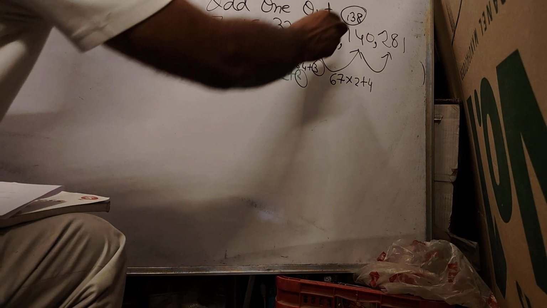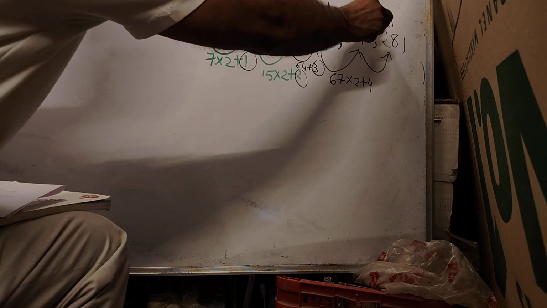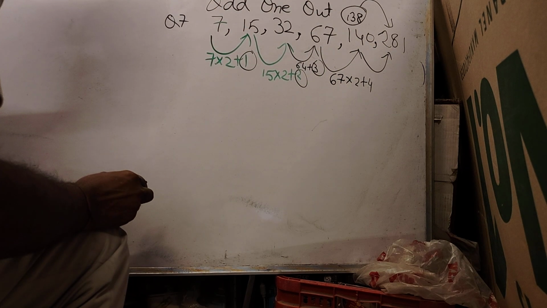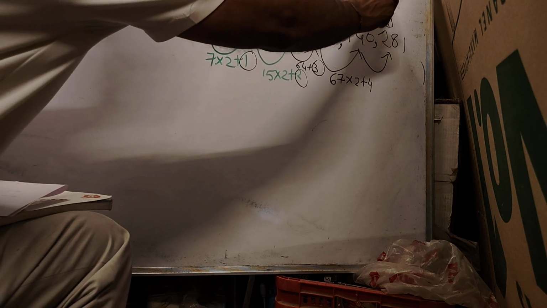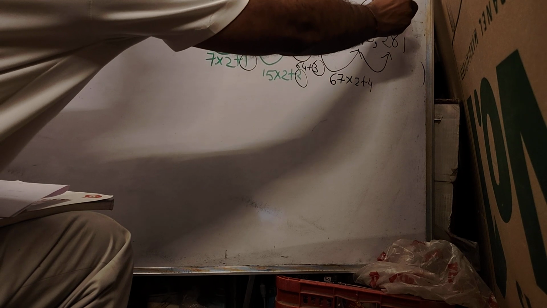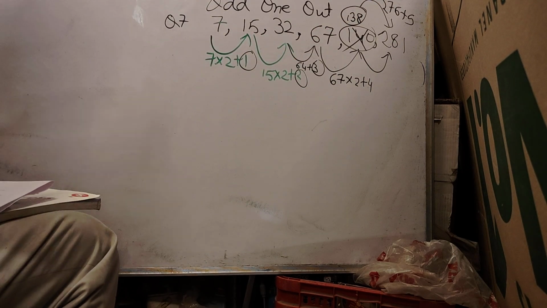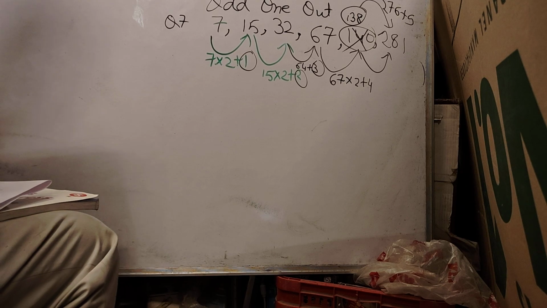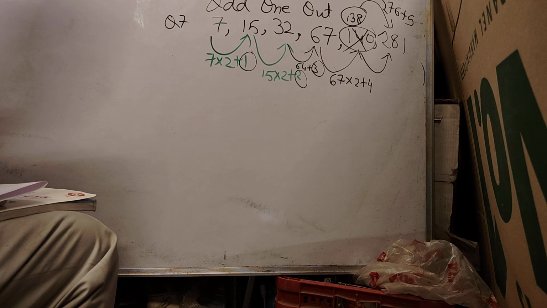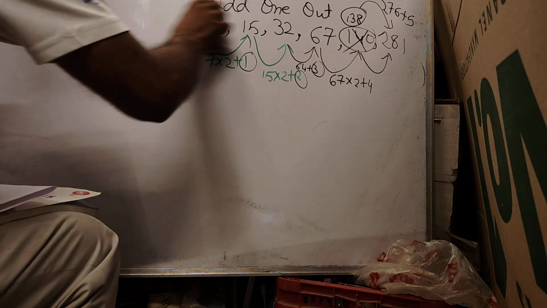Then 138 double is 276 plus 5. 276 plus 5 is 281. So this one is wrong. Odd one out is 140. This was multiplying and addition, both combined is there.